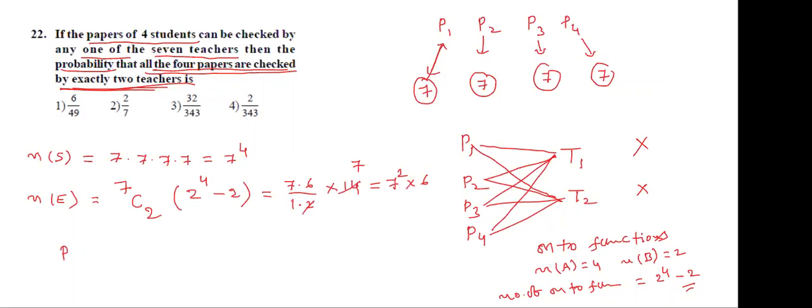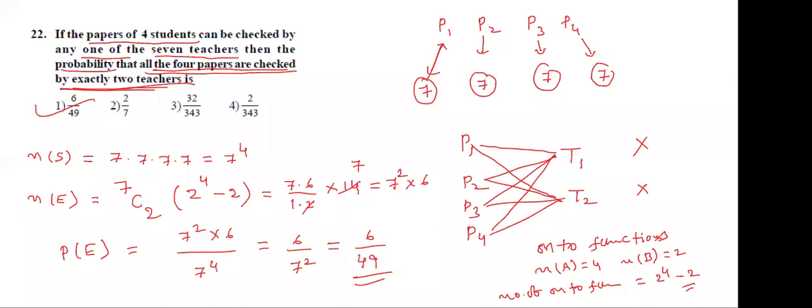Now the required probability P of E is equal to N of E by N of S, that is 7 square into 6 by 7 power 4. Students, calculate this. 6 by 7 square, that is 6 by 49. This is the answer. Which option is correct? First option is correct.